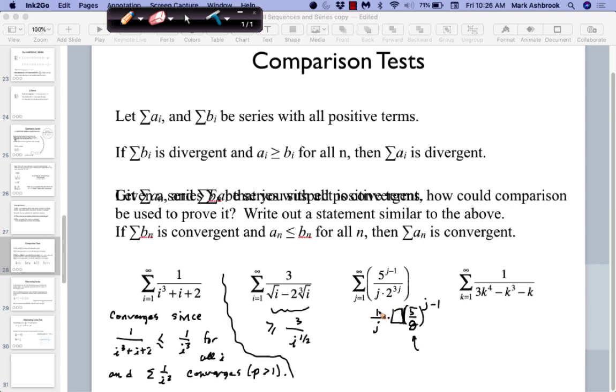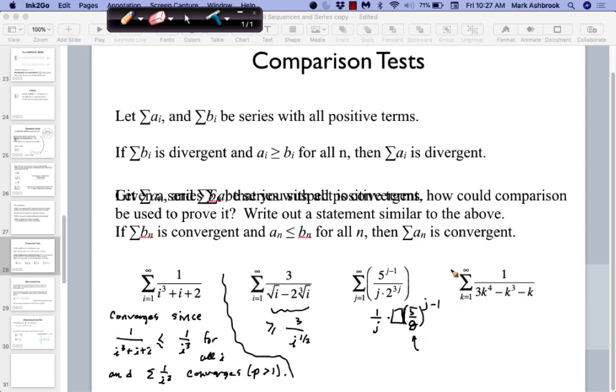1 over 2, 1 over 3, 1 over 4, 1/5, 1/6, 1/7. What does that do to these terms? Make them bigger or smaller than this? Smaller, right? So this is our geometric series that converges, and we're making all those terms smaller by multiplying by 1 over j. Do you see it? Taking a fraction of that. So this converges by comparison to this geometric series that converges. Does it make sense?